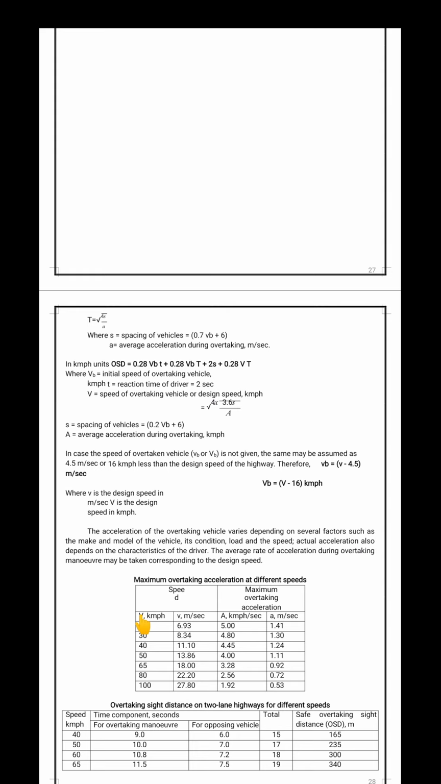This is about the overtaking sight distance. In case the speed of the overtaken vehicle VB is not given, they will mention the design speed of the road. From that, you can calculate the VB, that is VB equal to V minus 4.5, or in terms of kmph, it is V minus 16 kmph. These are the different speeds, in terms of kilometers per hour and meters per second.